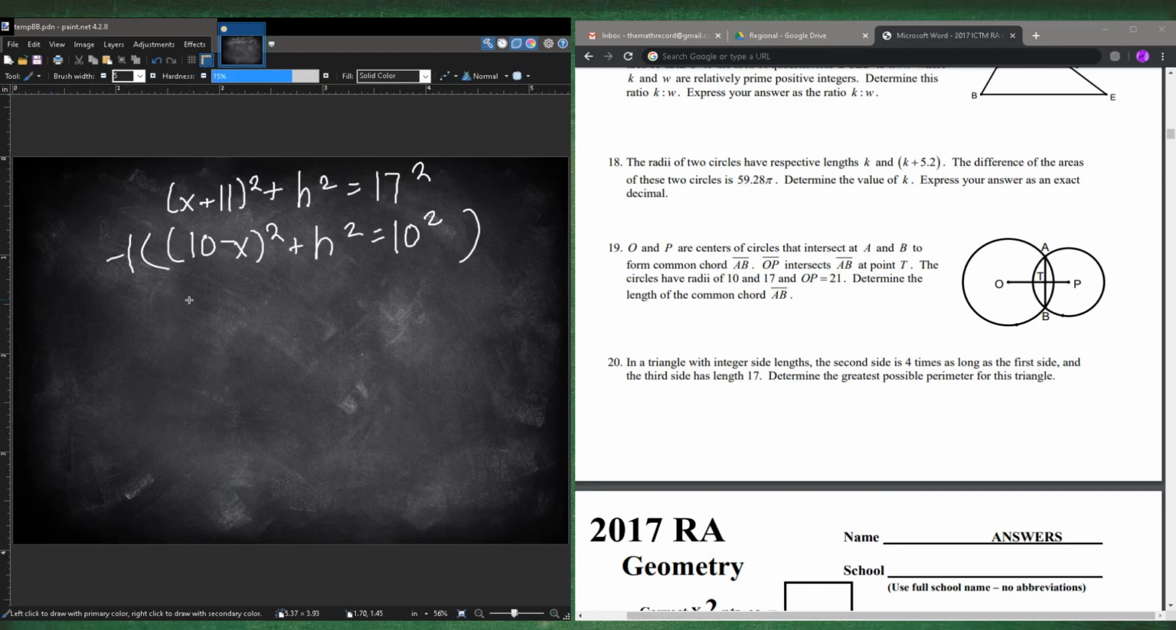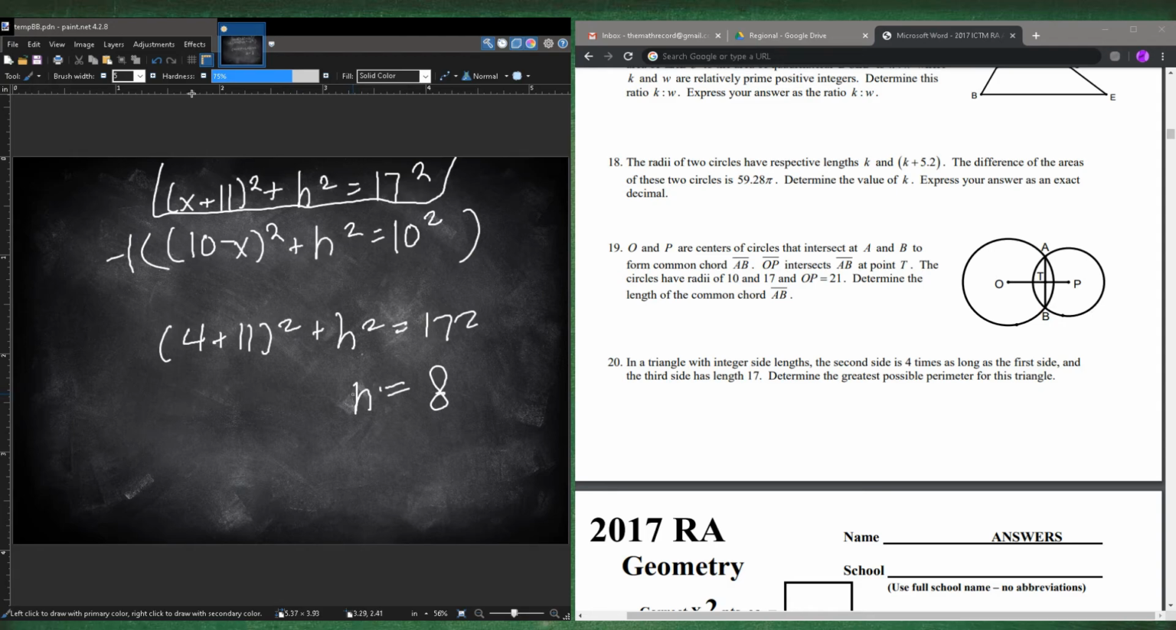So putting that back into our equation, let's use this equation up here. So 4 plus 11 squared plus h squared is equal to 17 squared. So h squared is equal to 17 squared, which is 289, and then 4 plus 11 is 15, so minus 15 squared, which is 225. Square root it. That means our height h is equal to 8.